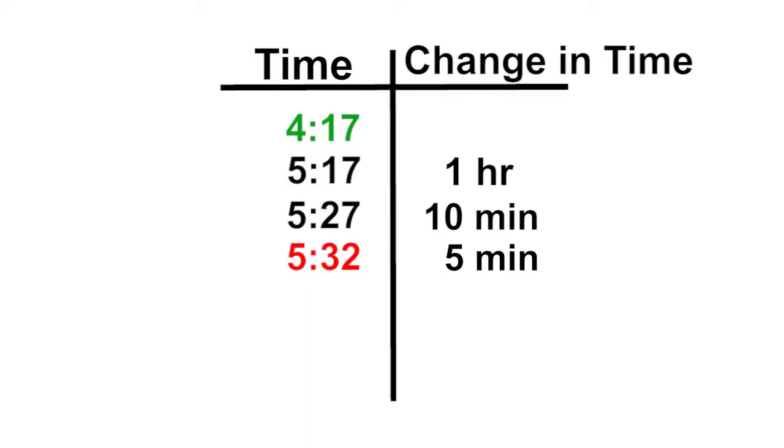To double check and make sure the lasagna baked for 1 hour and 15 minutes, I total up the change in time side to verify my work. 1 hour and 10 minutes plus 5 minutes equals 15 minutes. The lasagna baked for 1 hour and 15 minutes and will be done at 5:32.